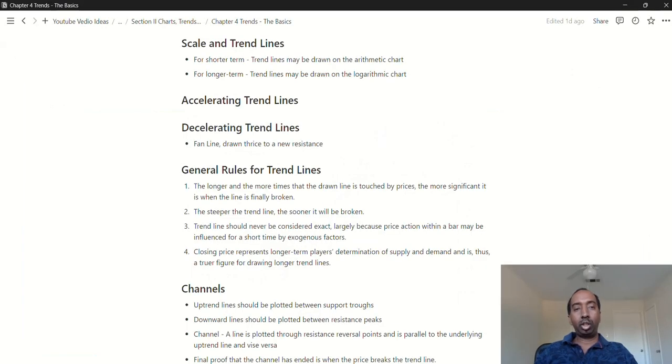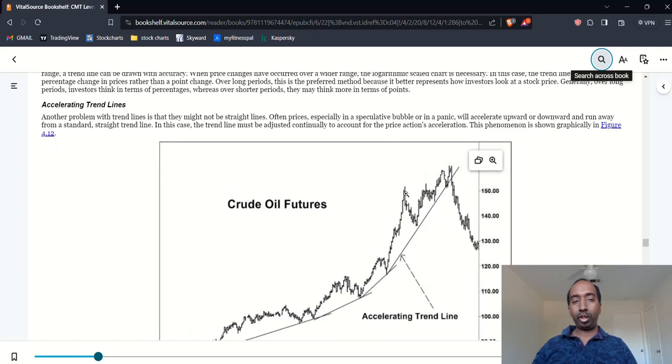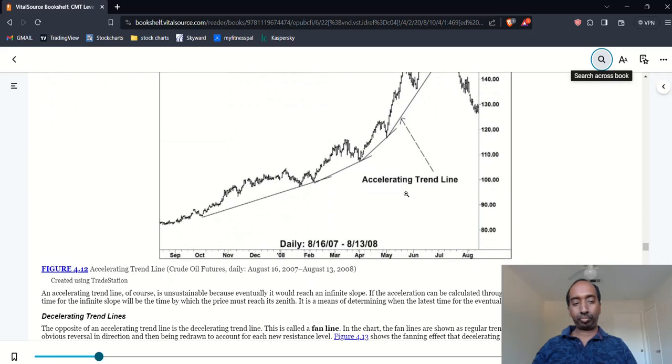Scale and trend lines. For shorter term, trend lines may be drawn on the arithmetic chart. For longer term, trend lines may be drawn on the logarithmic chart. In the previous chapter, we saw the difference between arithmetic and logarithmic charts. If you are not aware of it, please refer to the previous video. Accelerating trend lines. Trend lines are drawn adjacent to the price troughs. If the prices move upward, trend lines bend and move upwards, which is an accelerating trend line. This is theoretical. We should be aware of it as per the literature.